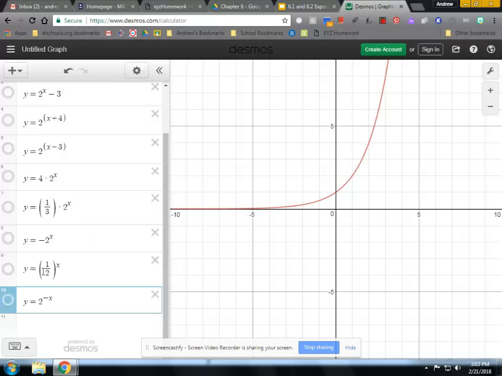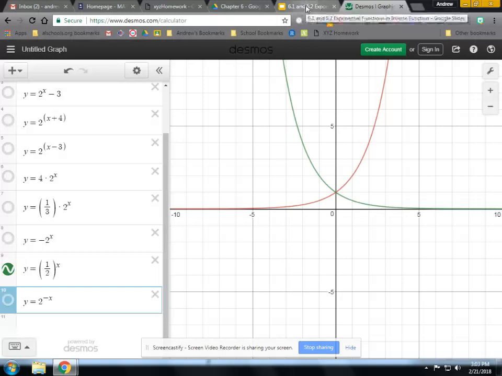One way is to make the base a fraction. 1 over 2 gives us this. You'll notice it almost makes kind of a parabola, except this is more of a V here. So it's not quite a parabola, but it reflects it across the y-axis. Reflecting across the x-axis gives us this blue line. Reflecting across the y-axis gives us this green line. So a fraction as a base will do this.